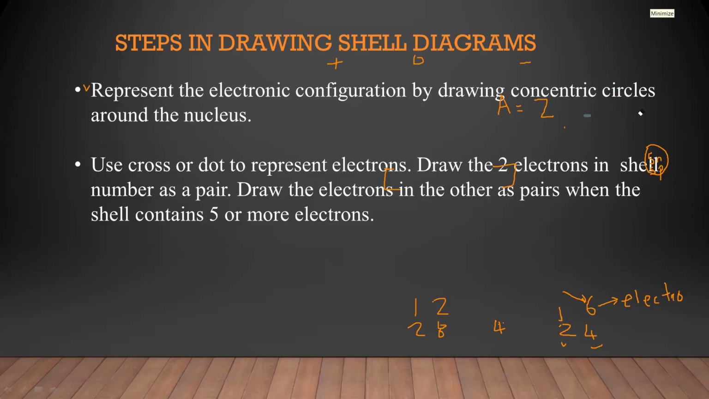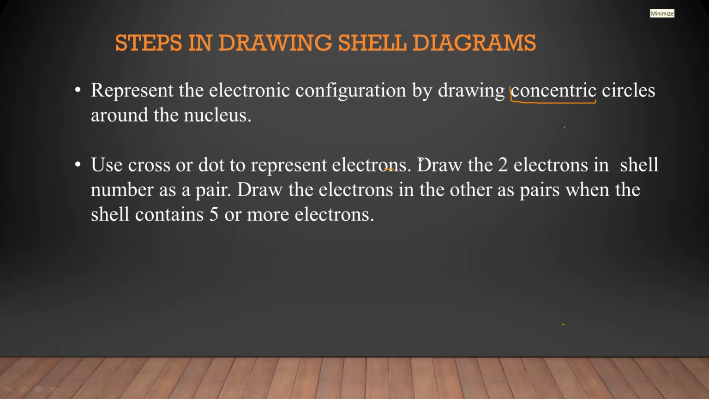So let's clean out what we have. Now represent the electronic configuration by drawing circles around the nucleus. You don't have to worry about the concentric circles, you don't have to worry about this word concentric. Don't worry about that. Just draw circles around the nucleus.